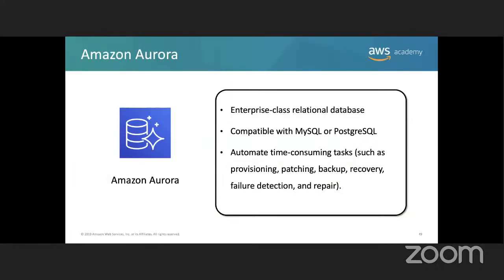Okay. Aurora. Guys, don't play too much with Aurora because Aurora is gonna cost you some money, right? This is MySQL and Postgres compatible relational database that is built for the cloud. It combines the performance and availability of high-end commercial databases with the simplicity and cost-effectiveness of open source databases. Using Amazon Aurora can reduce your database cost while improving the reliability and availability of your database. As a fully managed service, Aurora is designed to automate time-consuming tasks like provisioning, patching, backup, recovery, failure detection, and repair.